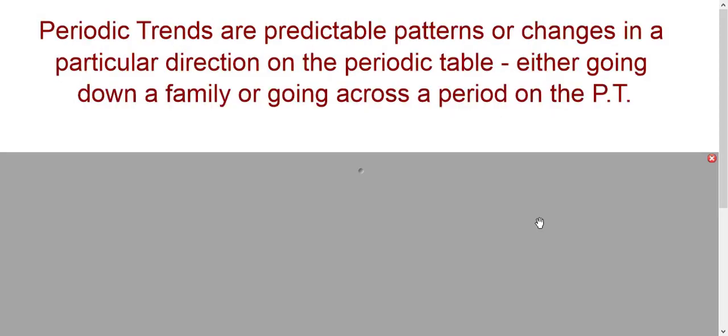So periodic trends, there are other patterns, other information we can gather based on how the periodic table is arranged, and they are patterns that go in specific directions, so either across the periodic table, typically from left to right, or going down a family, down a group, from top to bottom on the periodic table.